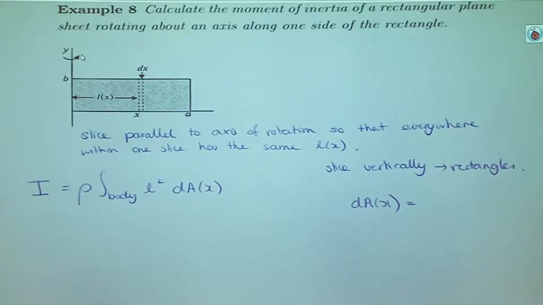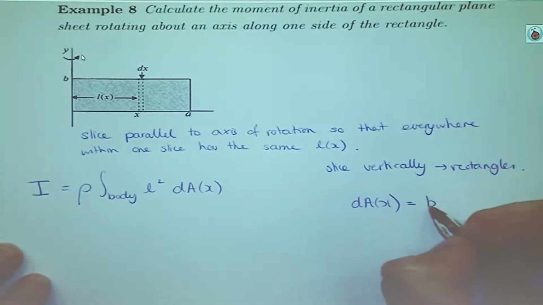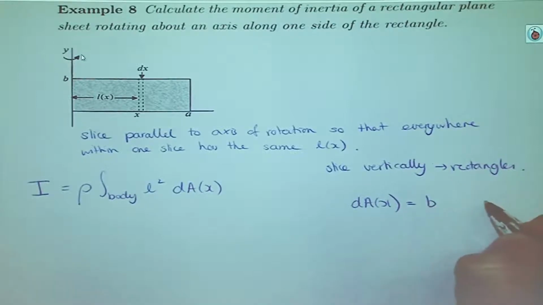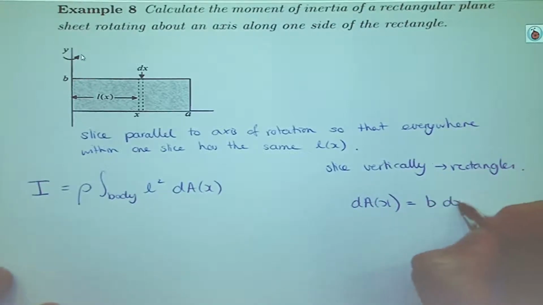Alright, the little areas are rectangles, and when you find the area of a rectangle, you just do the base times the height. Okay, so the height here is easy. What's the height? B, beautiful. And what's the width? dx, beautiful. Taylor, if you can answer this, you can have a lolly. Alright, what is the distance of that slice from the axis of rotation?